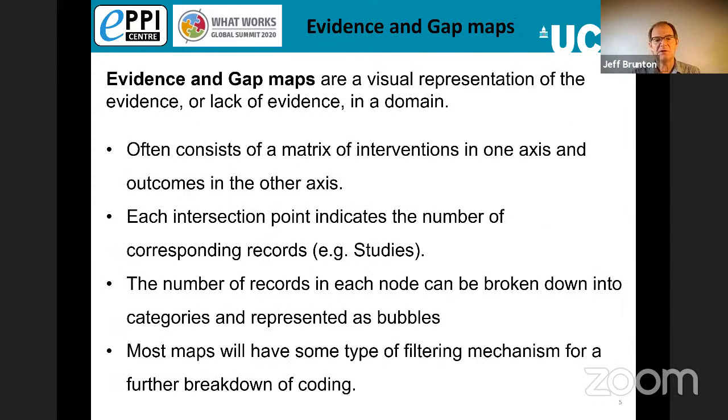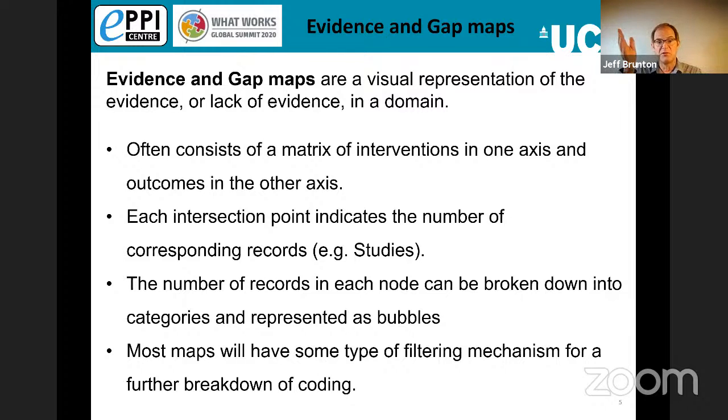I'm assuming the people at the session have a good idea what evidence and gap maps are, but I'll just go over that briefly. I always think of them as a visual representation of the evidence or lack of evidence in a domain. Often they consist of a matrix of interventions on one axis and outcomes on the other axis. It isn't restricted to that sort of design, but that's quite a common layout for evidence and gap maps.